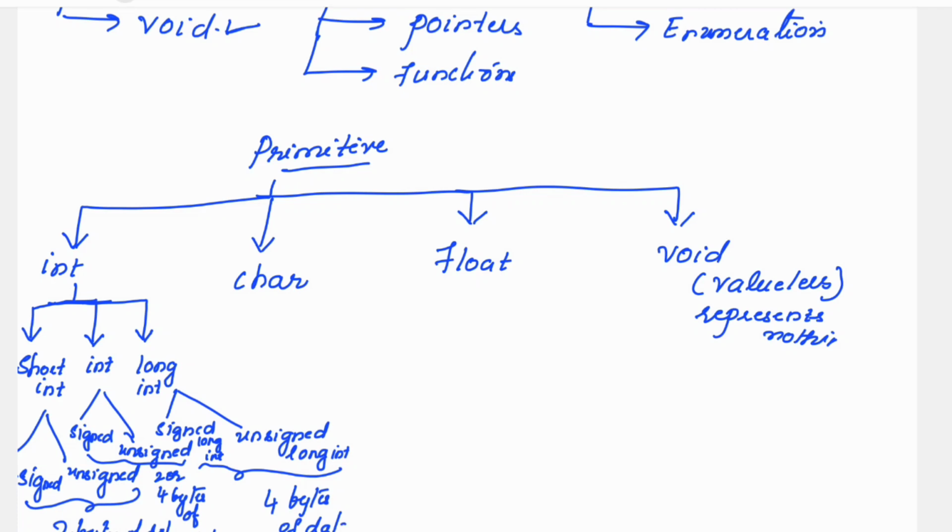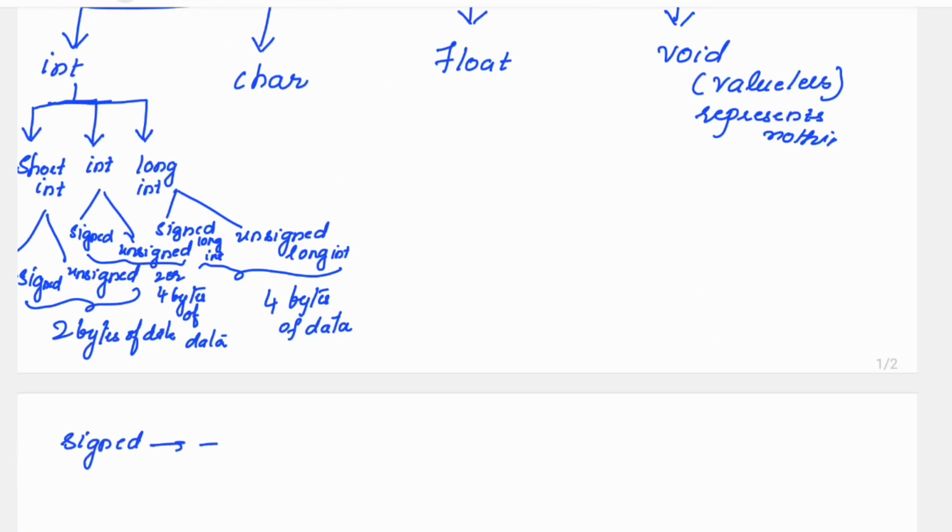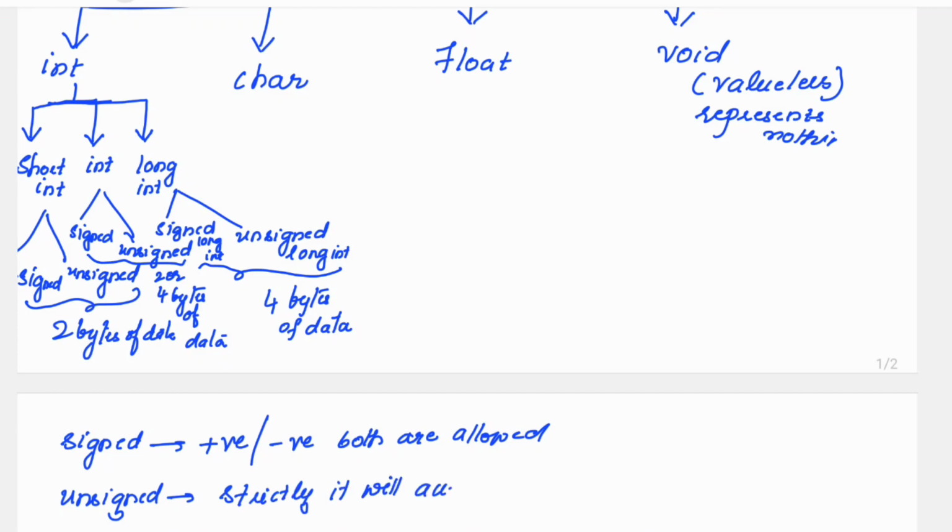So that is the reason the signed is a positive or negative number. Fine, that I already said. Positive and negative, that means both positive and negative values are allowed here. If you declare a data type with unsigned, then it will accept only positive values. Strictly it will accept positive values.